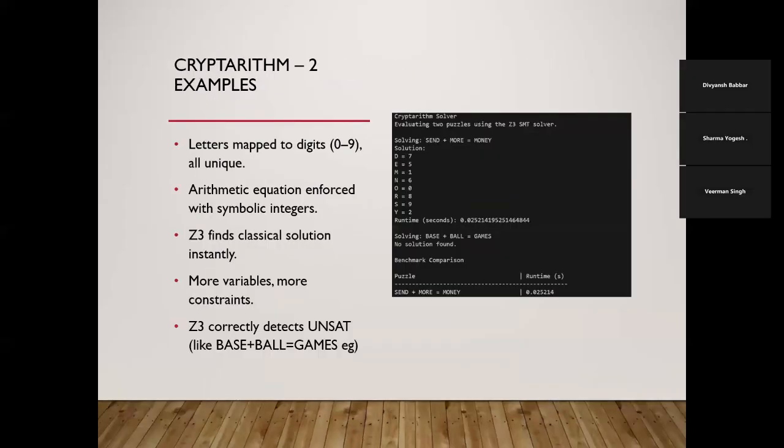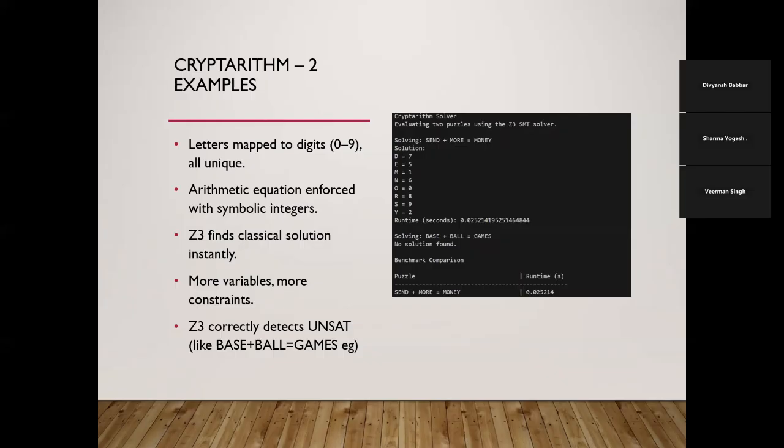So next will be our cryptarithmetic solver. Our second example is cryptarithmetic, where letters represent digits. We evaluated two puzzles, including the classic SEND plus MORE equals MONEY. In the Z3 model, each letter becomes an integer variable. All digits must be unique. Leading letters cannot be zero. And we encode the full arithmetic equation.